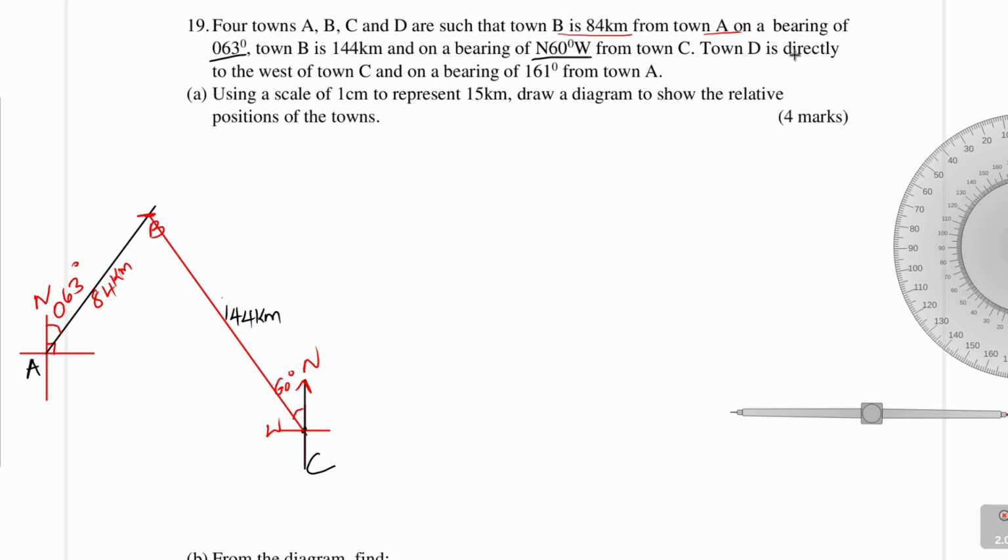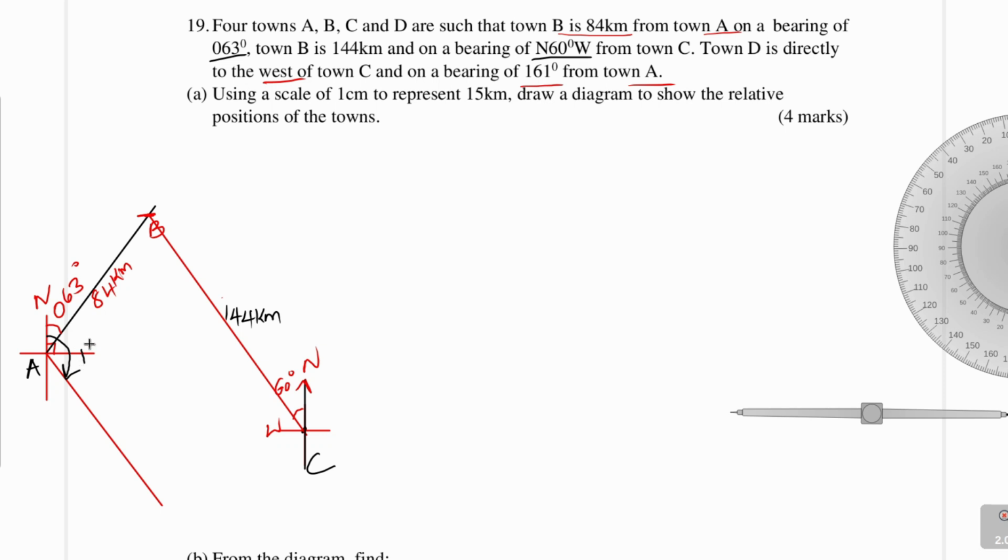D is directly to the west of C and on a bearing of 161 degrees from town A. So from town A, we measure 161 degrees. So from here, 161. So 161 will be this angle. Remember, we measure true bearing from the north in a clockwise direction. So from north, like this.